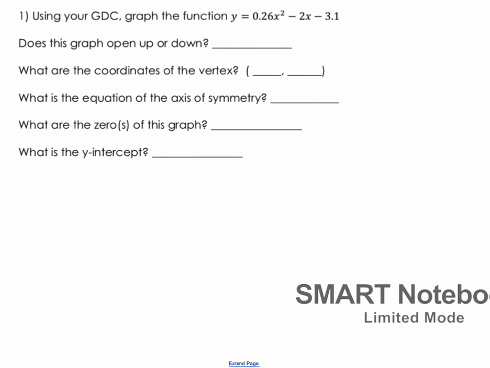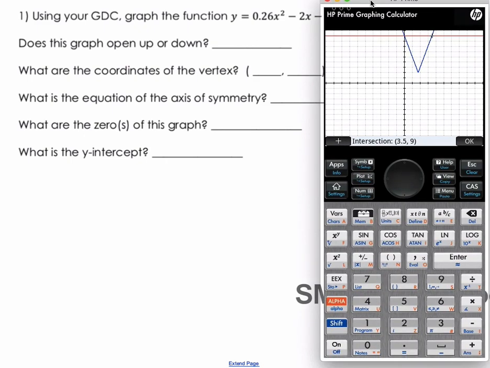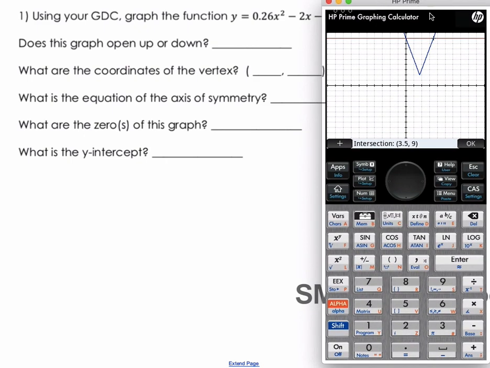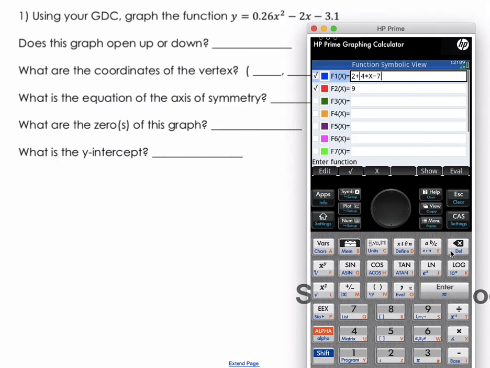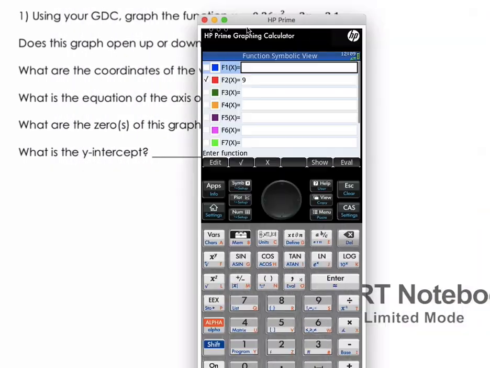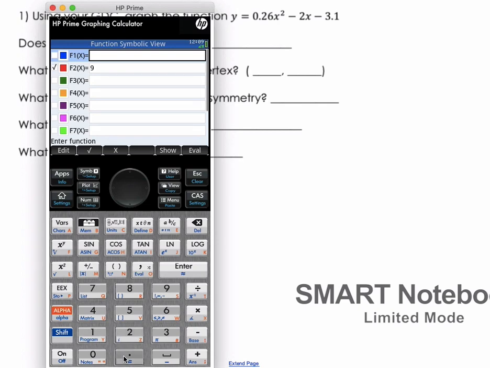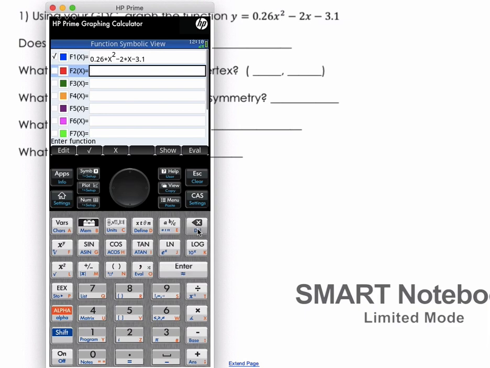Okay, this next one, I'll probably just use the HP Prime for number 1, and I'll just use the TI-84 for number 2. So firstly, let's type in that function. Let me delete that. So it's 0.26x squared minus 2x minus 3.1. Okay, I'll delete this 9 here.